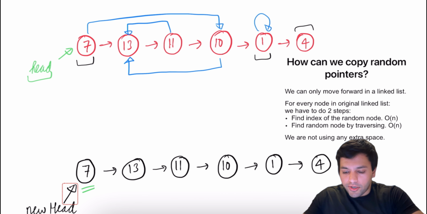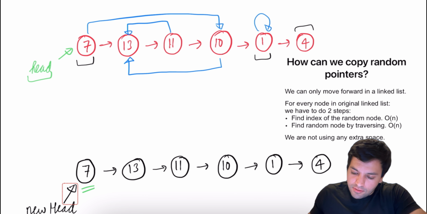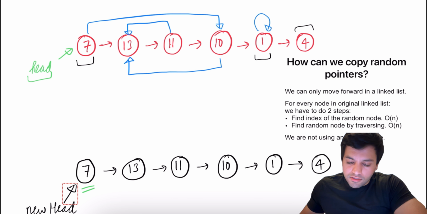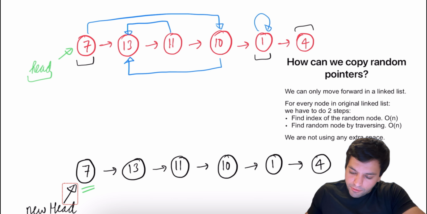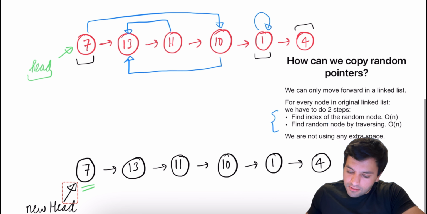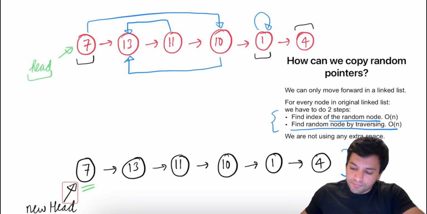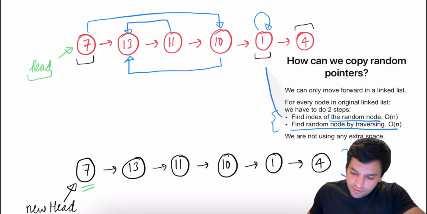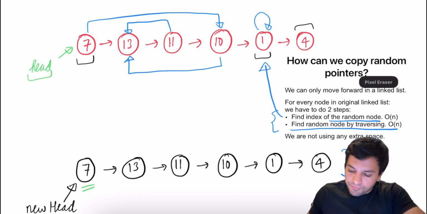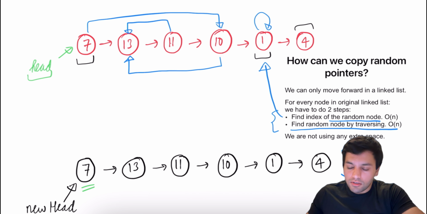To assign random pointers correctly, we have to traverse over the original linked list. As we are traversing over the original linked list, we have to perform two steps. We have to find the index of the random node and then find the random node by again traversing our new linked list. So to find the index of the random node, we traverse our original linked list, and once we have the index of the random node, we traverse our new linked list to find the random node in the new linked list.